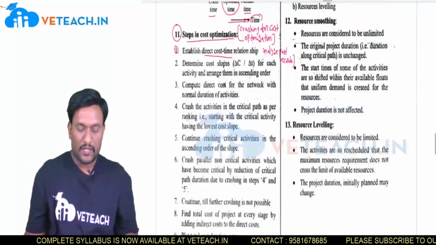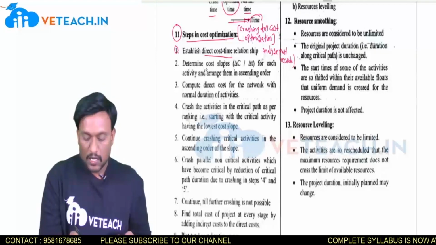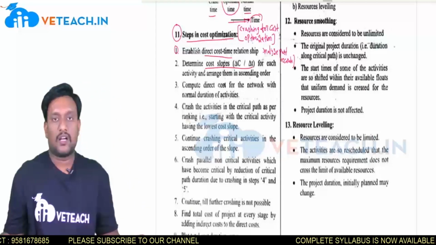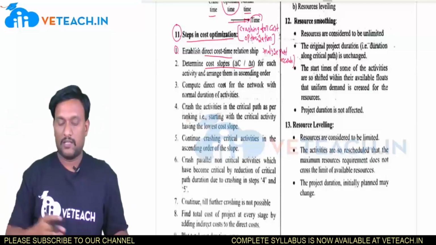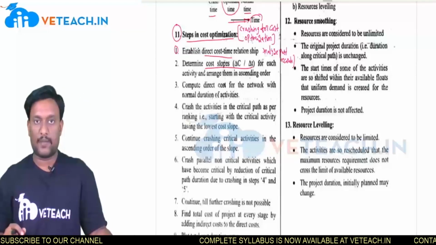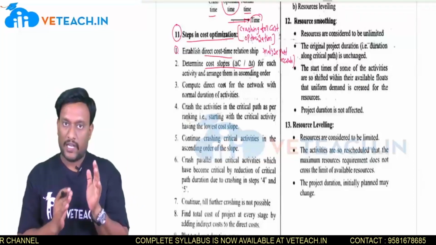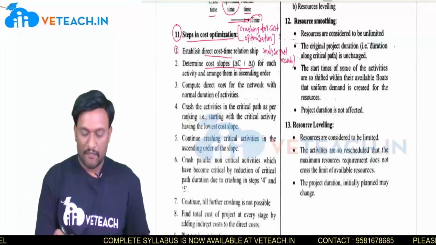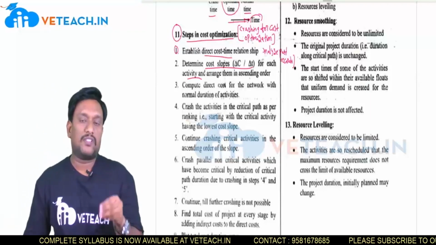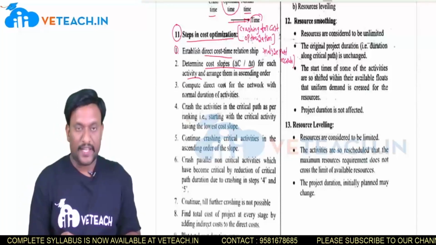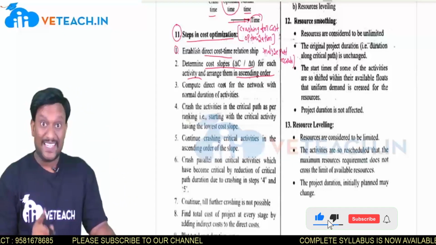Now from that direct cost time relationship, determine or compute the cost slopes. What is the cost slope? That relation also we have seen. The curve is like this: on the x-axis time, normal time and crash time, on the y-axis cost, crash cost and normal cost. With that, get the cost slope for each activity, for all the activities you are performing, and arrange them in ascending order. Note this point, arrange them in ascending order.